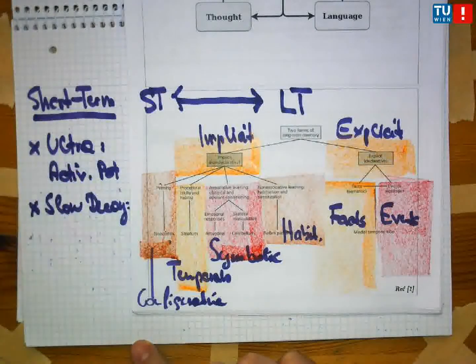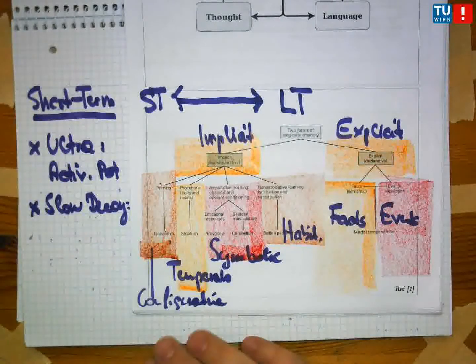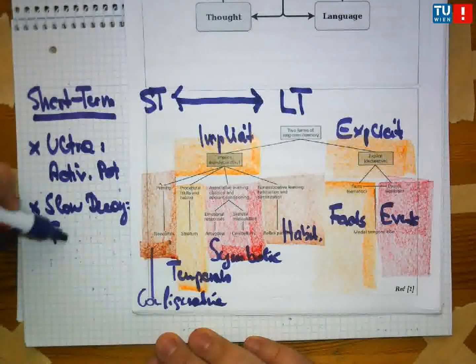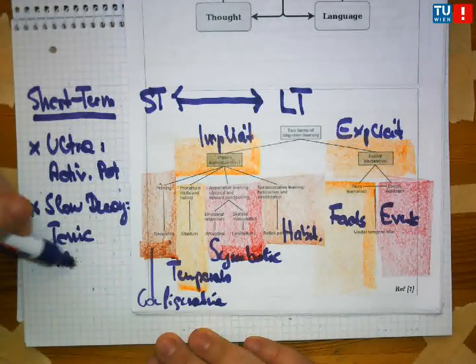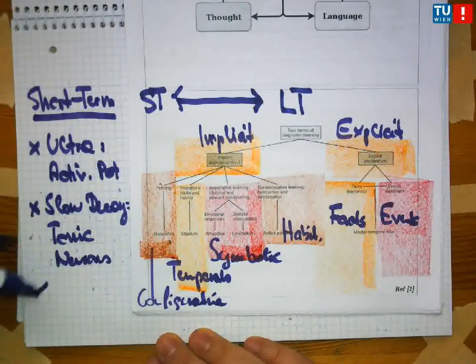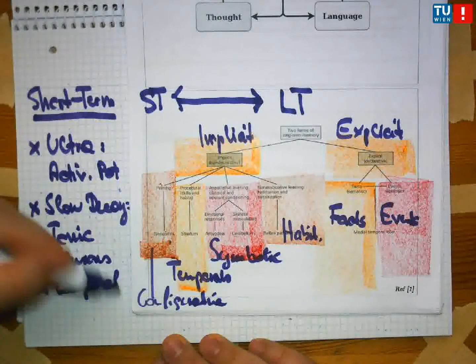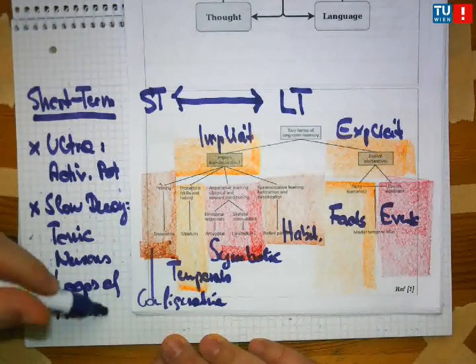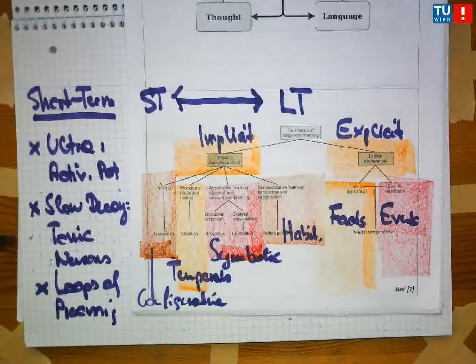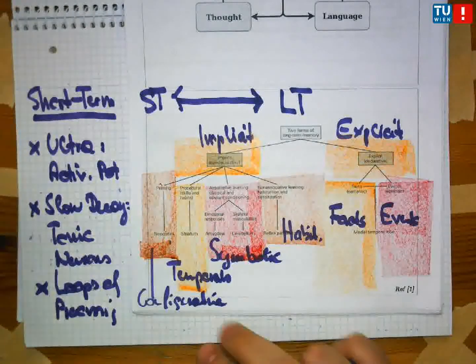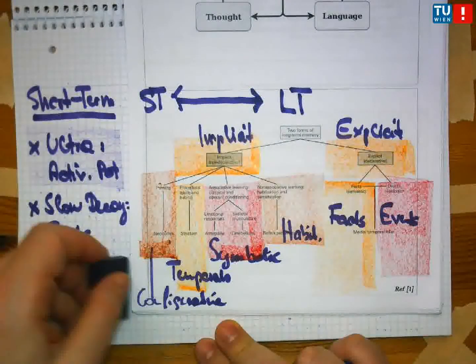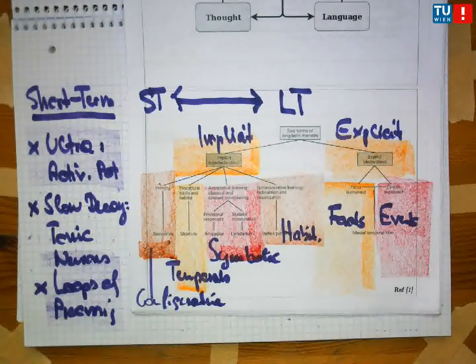meaning that tonic neurons fire, and there might also be loops of processing on higher levels, for example, if you go over the same problems again and again, so that a certain topic remains in your memory for a day or two, then this is also part of the short-term memory.